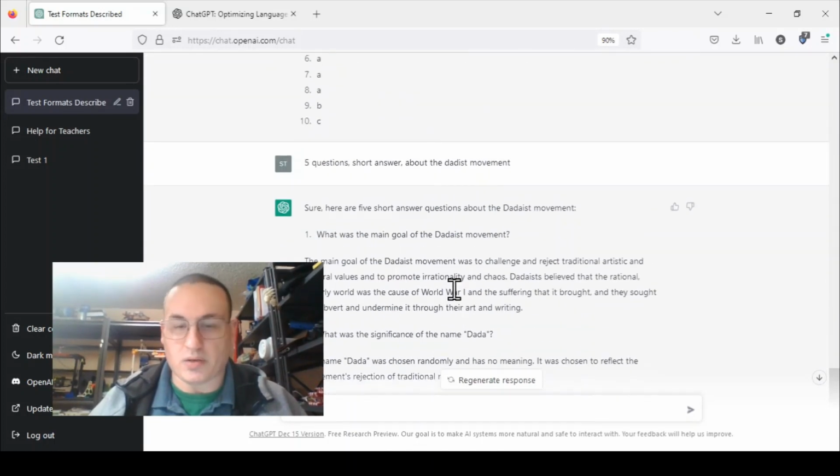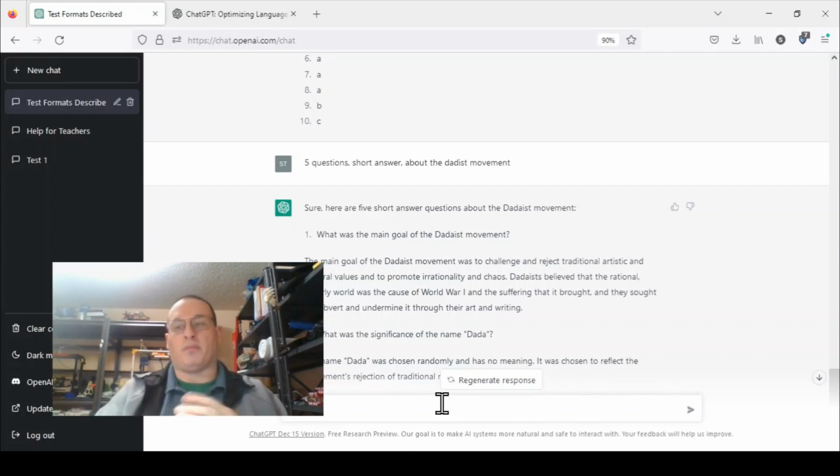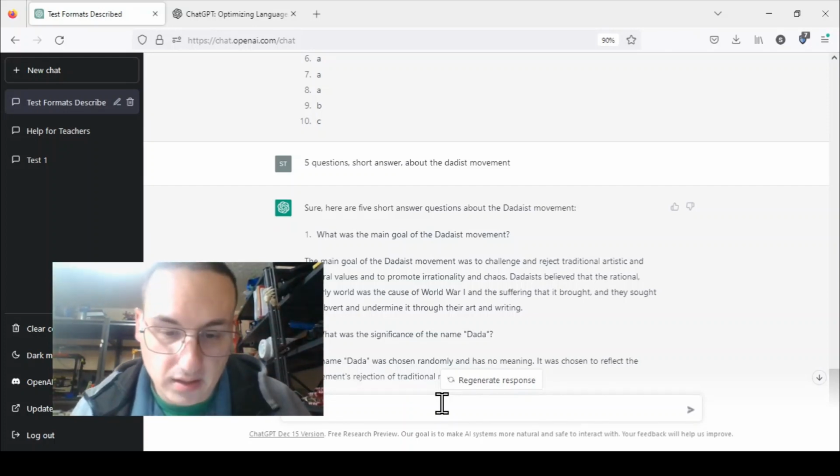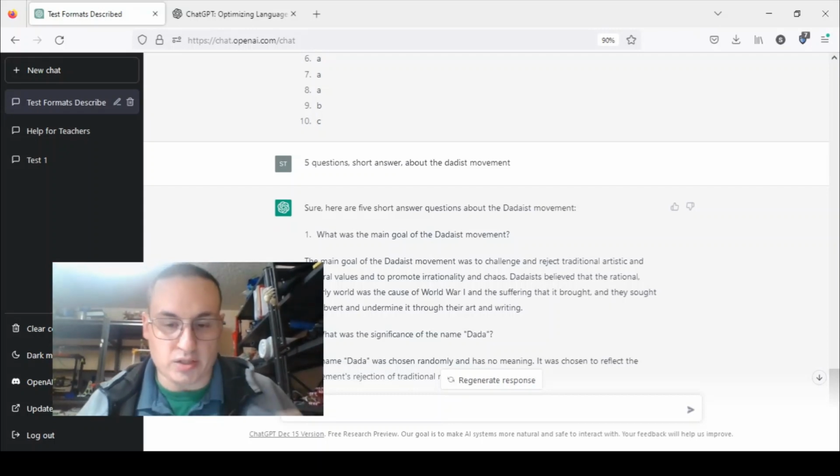So the short answer one, I've got the feeling that the way it sourced this was more from the Wikipedia or art college websites where it actually asked and had these as some sort of test. It'd be interesting to see how many of these are actually pulled from some sort of test database set in ChatGPT.